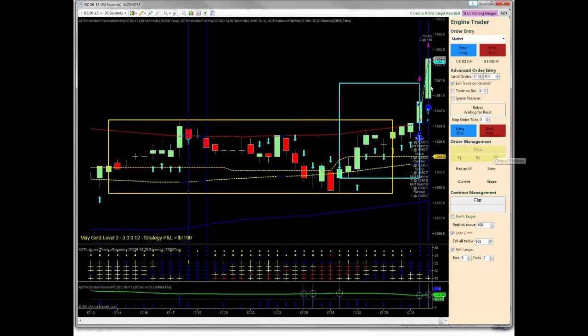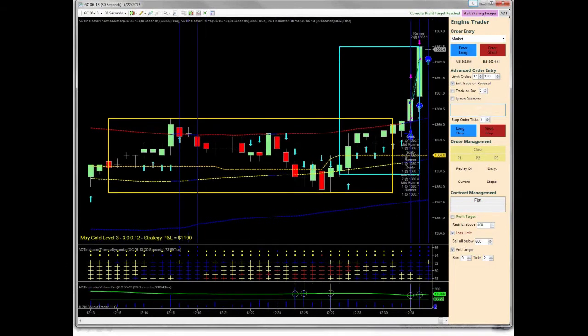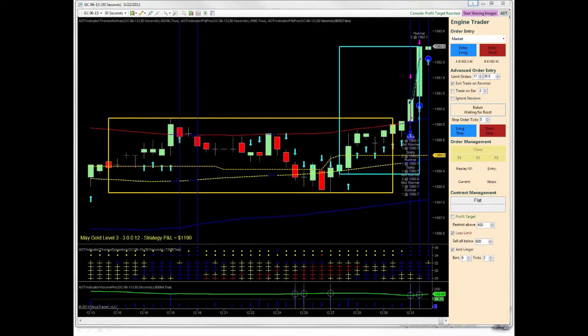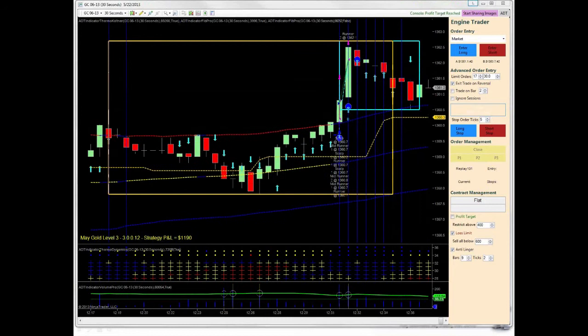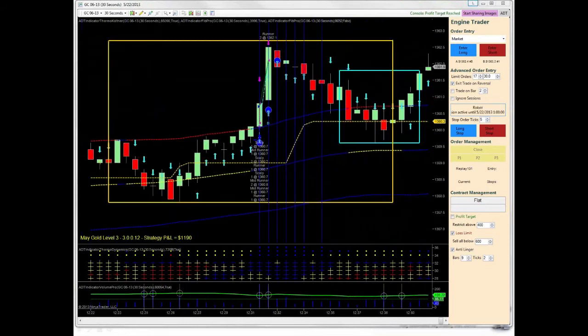Now, it just got stopped out. You can see right there that the price came down and hit it, and it was stopped out. That was a good trade. It all happened in two bars, though, so it's difficult to see all the contract management features. What I'm going to do is accelerate the replay again and let it pick up the next trade.